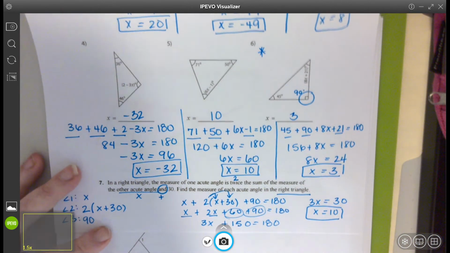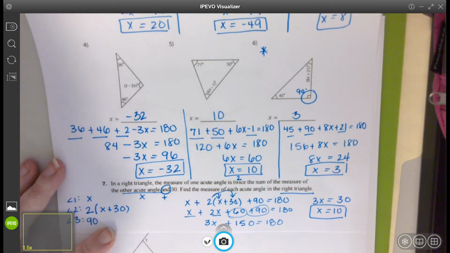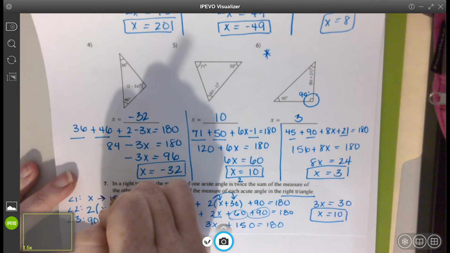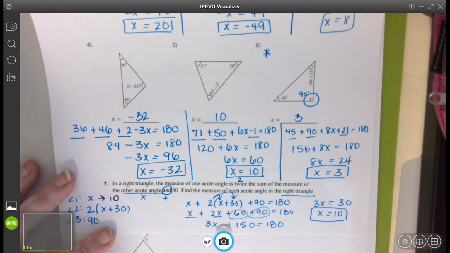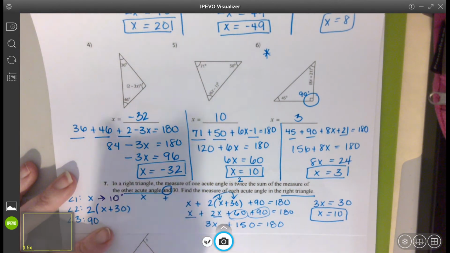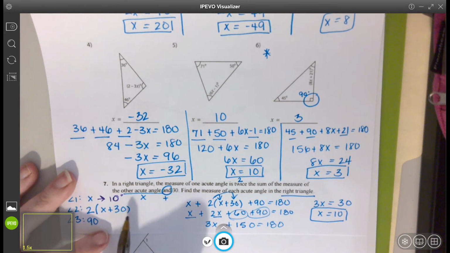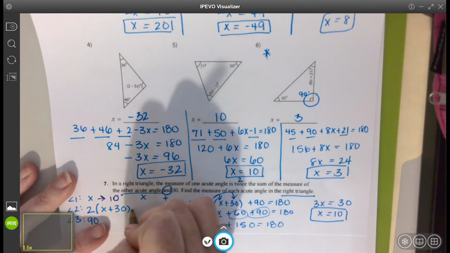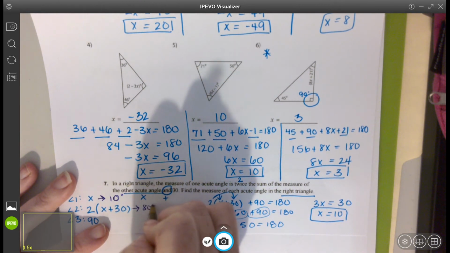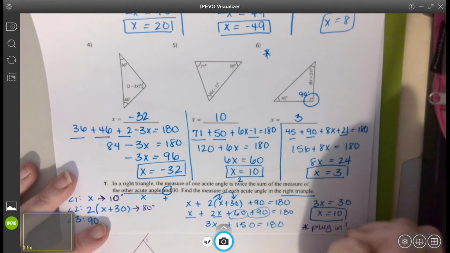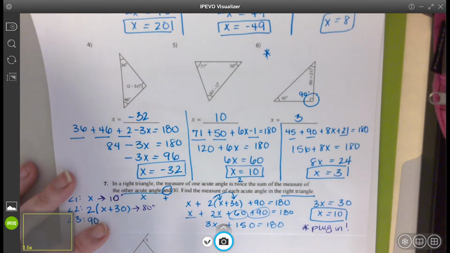Now, if they just wanted x, we would be done. What they would like us to do is plug in for our values and figure out the measure of each angle, meaning angle 1 is 10 degrees, because I've just plugged in. Then for my second angle, I'm going to plug that 10 in here. So 10 plus 30 is 40, and 40 times 2 is 80. Again, I plug in. All right, and we'll see more like this later on.